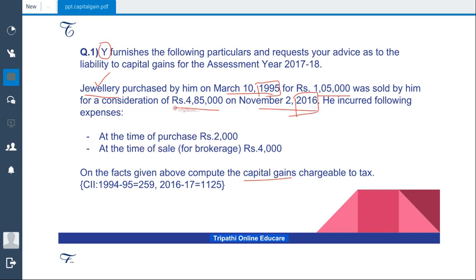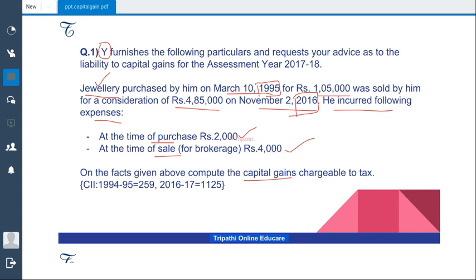Okay. So we have understood that jewelry is a capital asset and it is a long-term capital asset. We have understood the format of calculating long-term capital gain, right? Now, what is the next information given to us? He incurred the following expenses. At the time of purchase, 2000. At the time of sale, 4000.